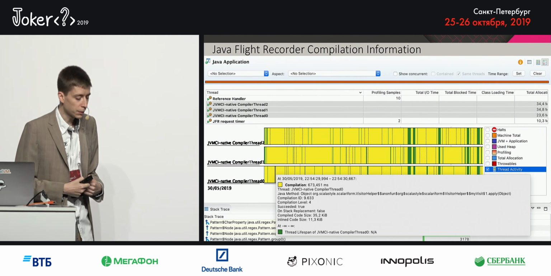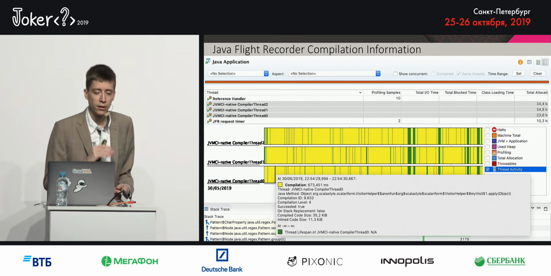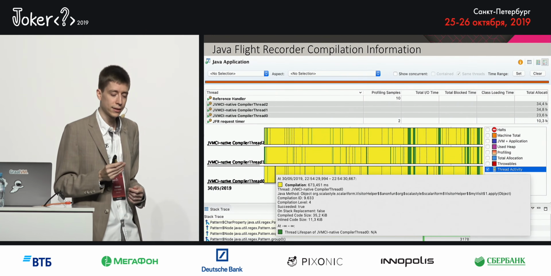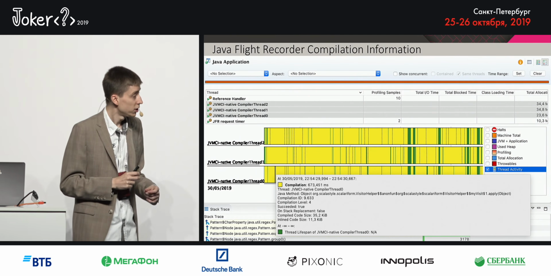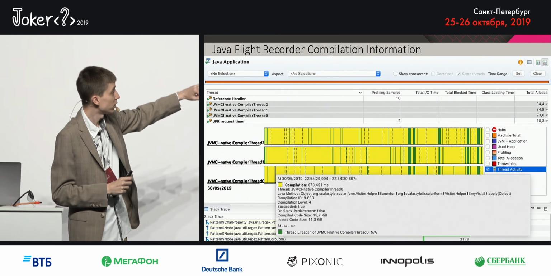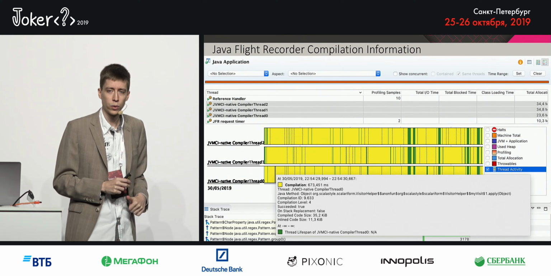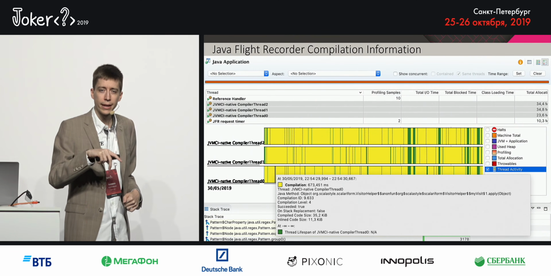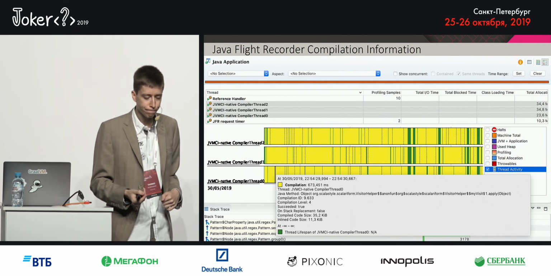One of the things many people don't know is that Java Flight Recorder also gives you information on compiler statistics. So when you go to the Java application tab and you look at the threads, you will also see the compiler threads. And you will see when compilation happens and how busy the compiler threads were.